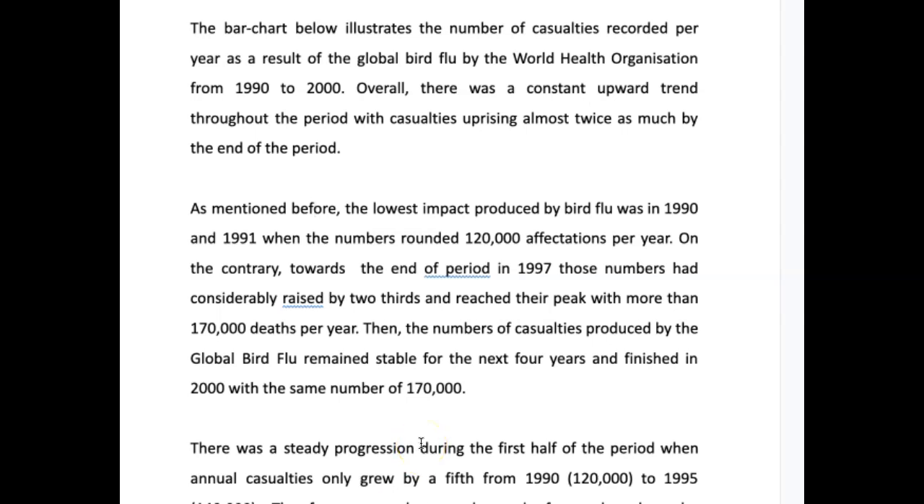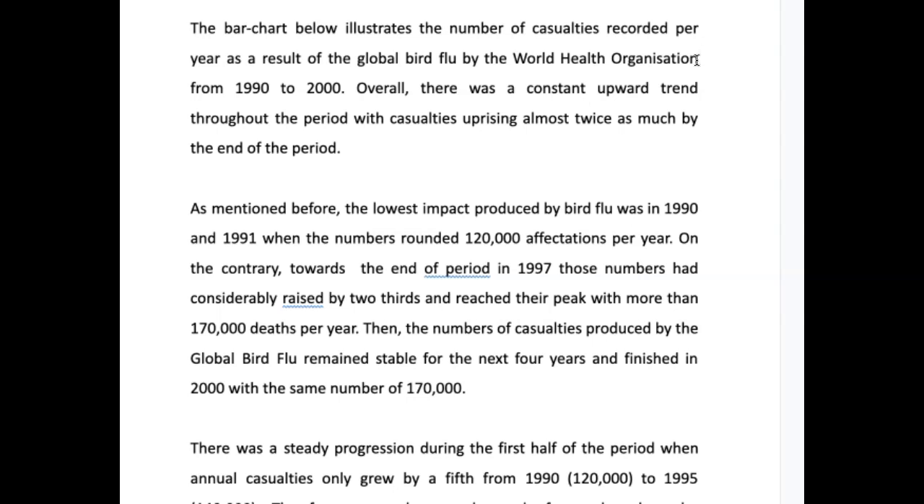So, the bar chart below illustrates the number of casualties recorded per year as a result of the global bird flu by the World Health Organization from 1990 to 2000. Okay, here's a tip: put brackets, WHO, after you've mentioned it, and now you can refer back to the World Health Organization by using the acronym WHO instead. And this just helps with coherence. And again, you can use this in Task 2 as well.